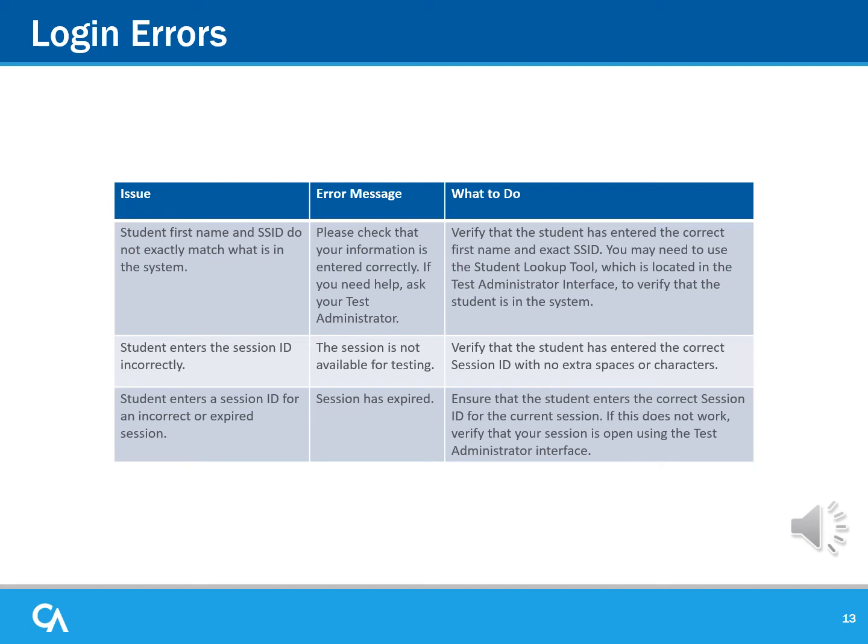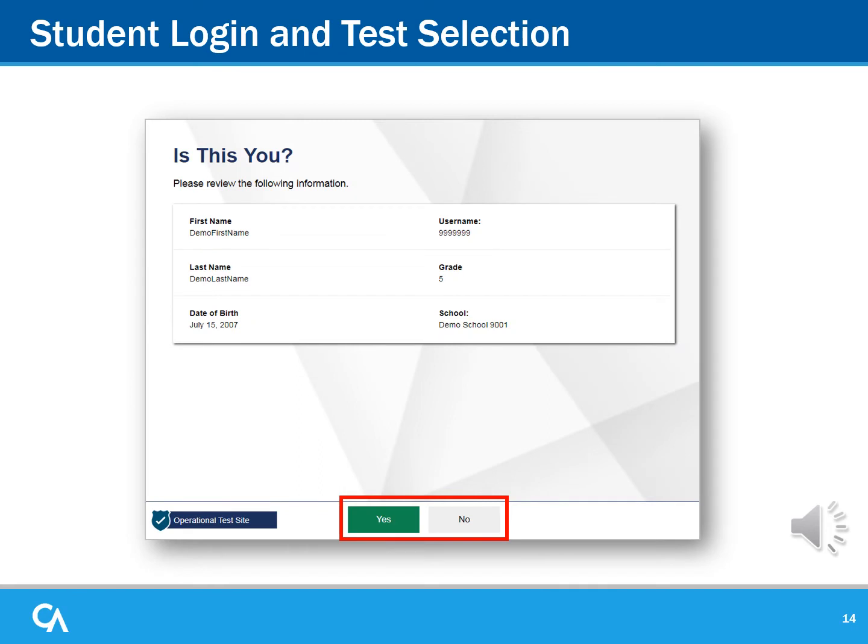If a student receives the error message, "Session has expired," ensure that the student has entered the correct session ID for the current session. If the student has entered the session ID correctly, use the TA interface to verify that your session is still open. After logging in, students need to complete a few more steps before they begin testing.